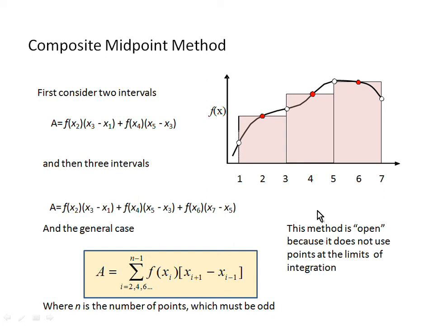And you can see here that the method requires that we calculate f of x at these red points. None of these points are the f of x at the limits, so we don't need to calculate that point, nor do we need to know that point. So this is an open method of integration, and we could use it to integrate functions that were singular at this point or this point.